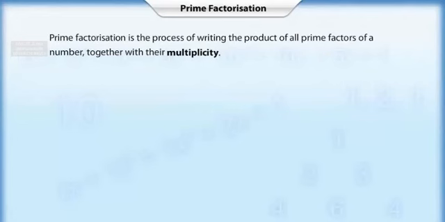Do you recall what is meant by the prime factorization of a number? Prime factorization is the process of writing the product of all the prime factors of a number together with their multiplicity. Click the word multiplicity to know its meaning.